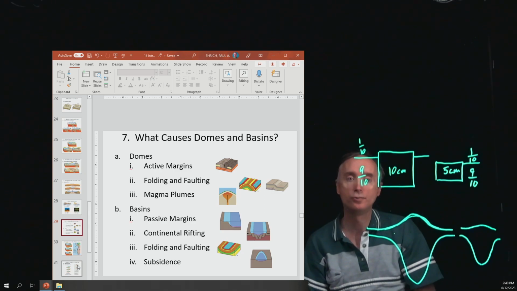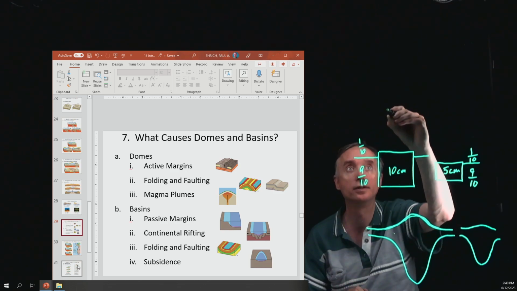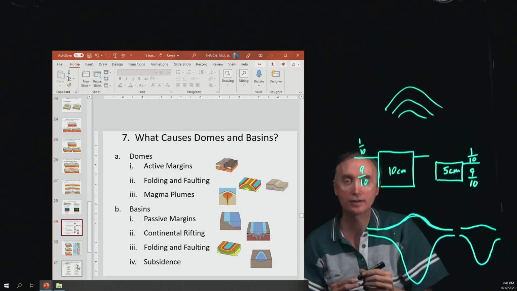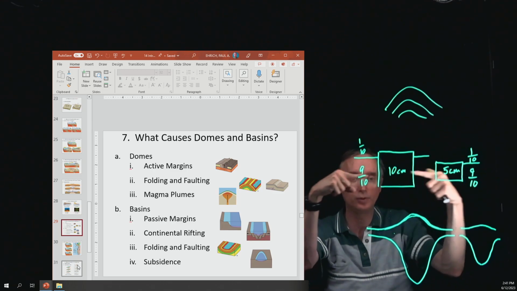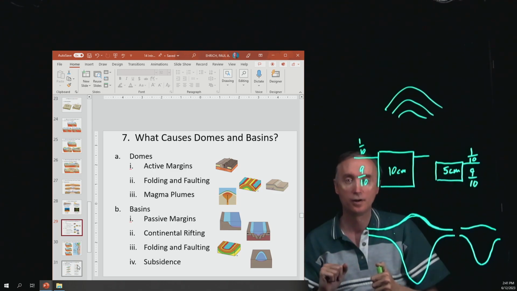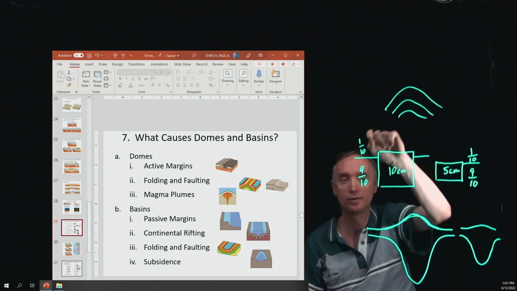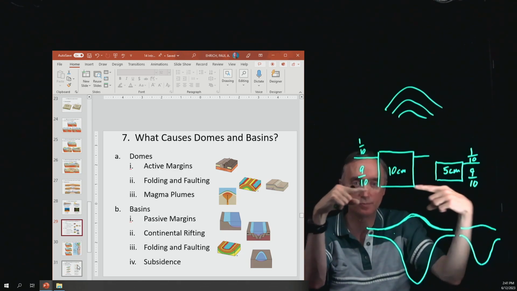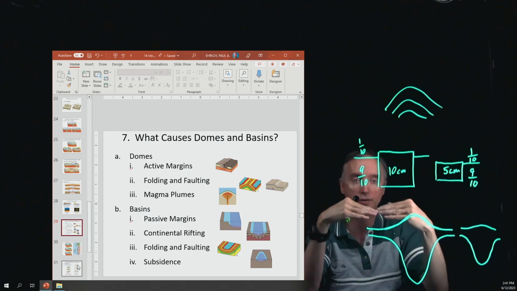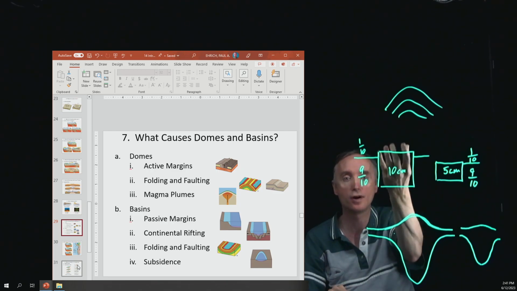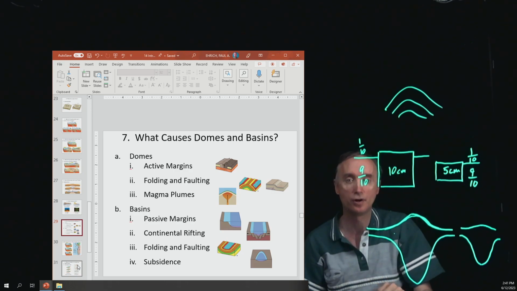So what causes domes and basins? Domes are going to be where the area is pushed up like this. That could occur at an active margin where you've got two plates that are being pushed together. It also could happen as a result of folding and faulting. Notice that this looks like an anticline from the sideways view. As these materials are pushed together, it's going to make a fold, and that fold can push up the ground above it and turn it into a dome.